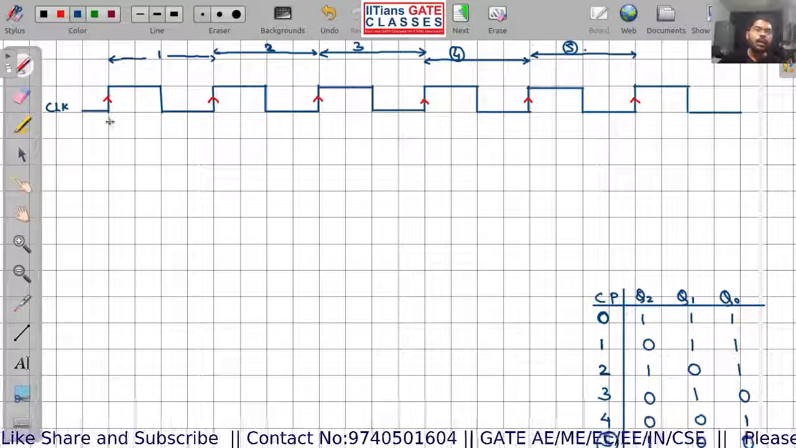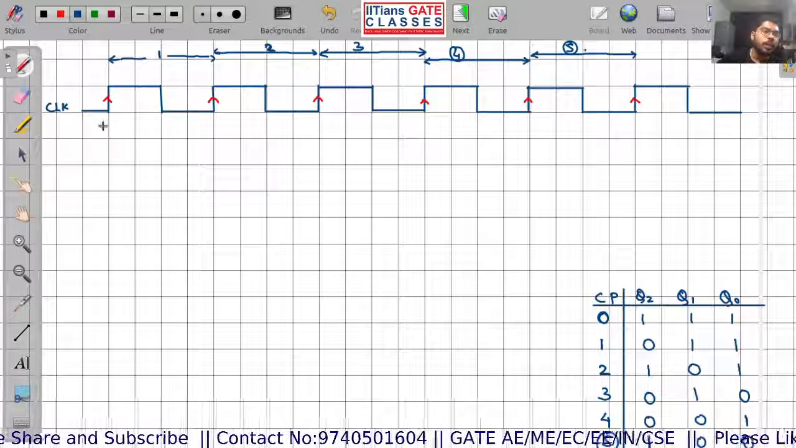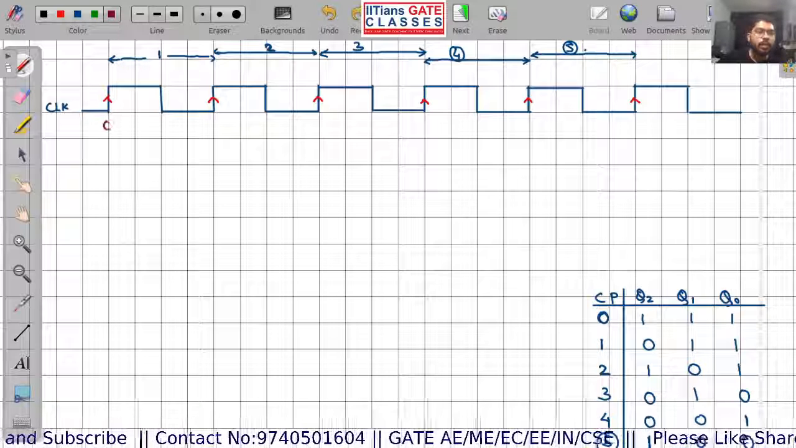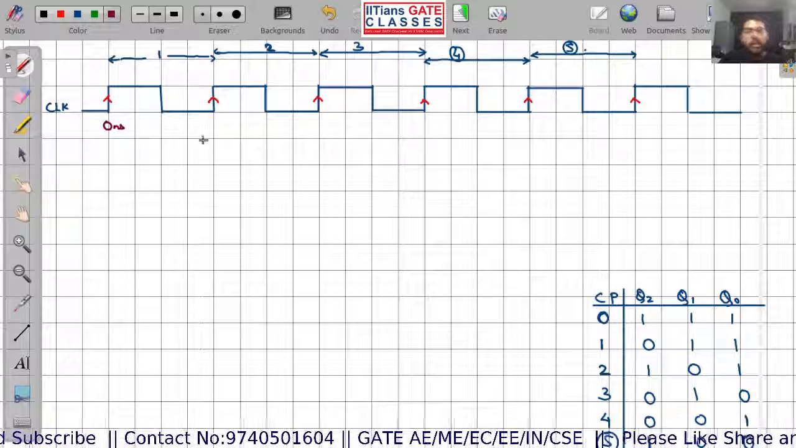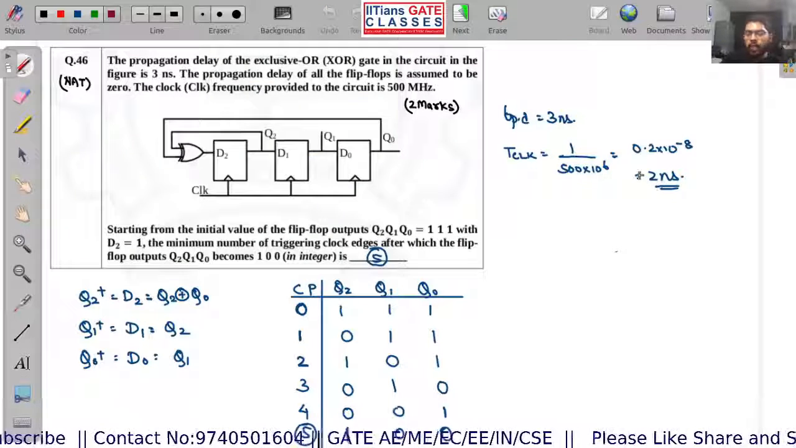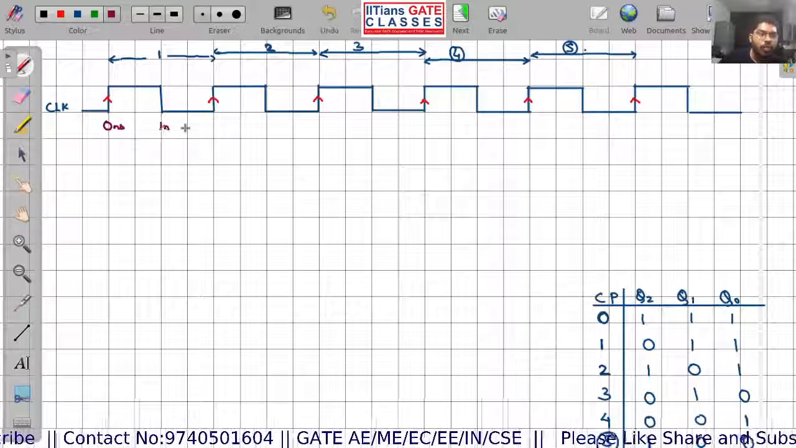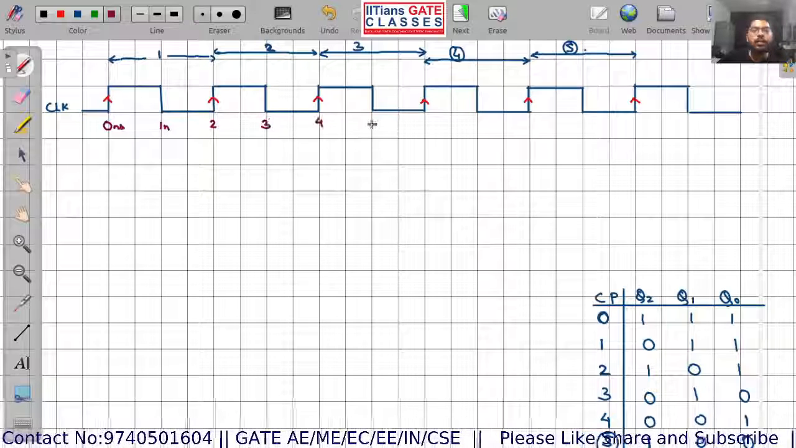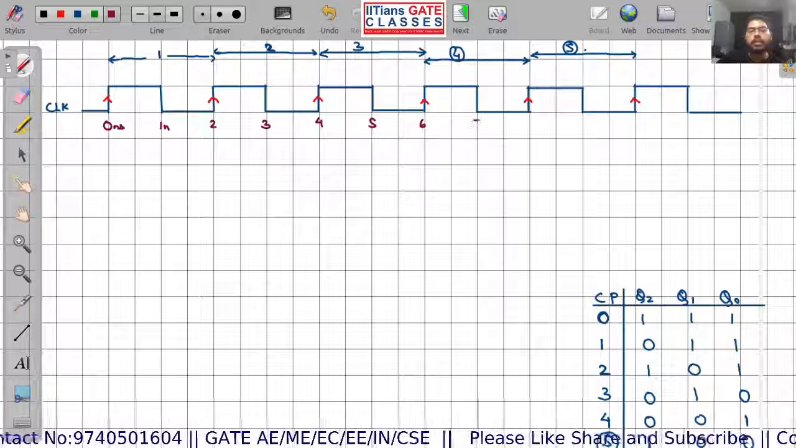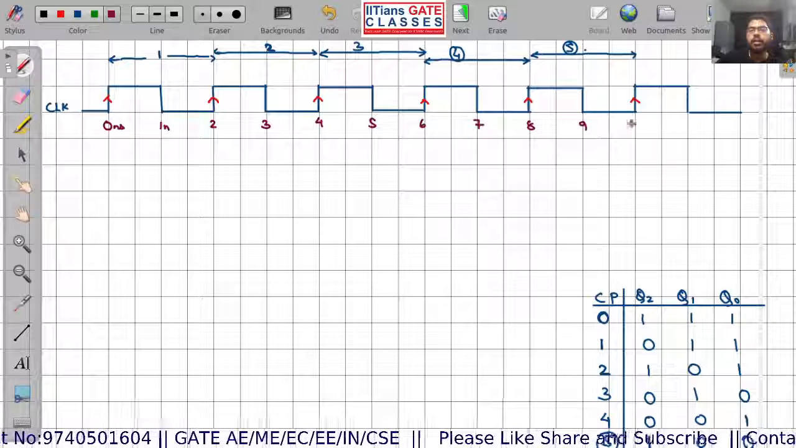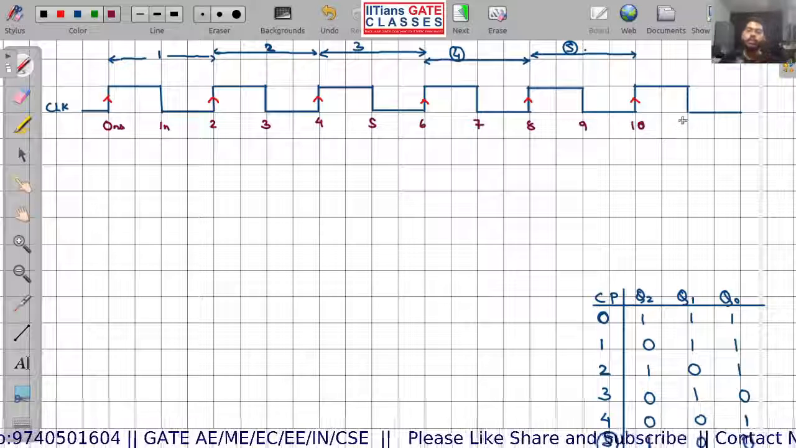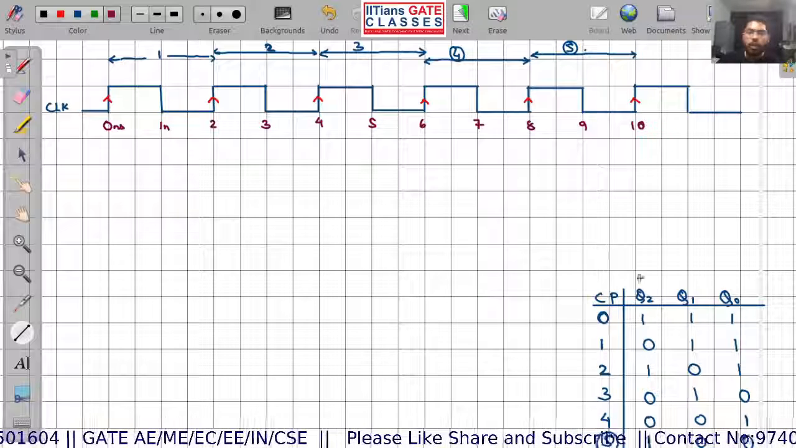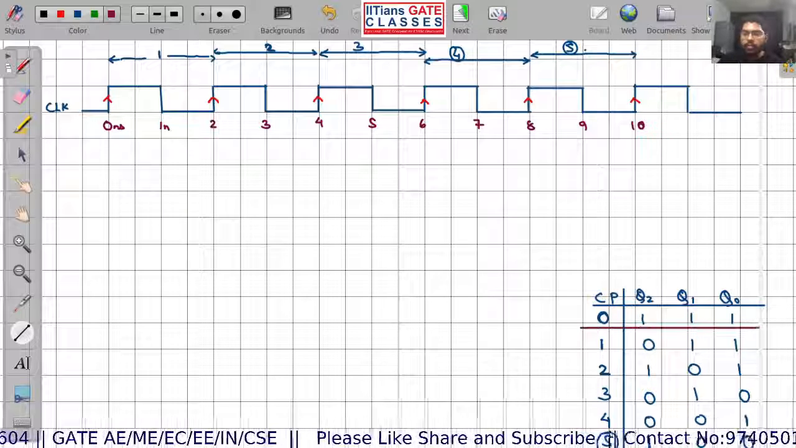Now first clock, let me assume the starting of the first clock is at 0 nanoseconds. So let me use a different color so that will be better. So this is 0 nanoseconds. What is the time period of the clock that we have calculated? It is 2 nanoseconds. So this will be 1 nanosecond. Now I am not writing nanosecond here. This will be 2, 3, 4, 5, 6, 7, 8, 9, 10 nanoseconds. Okay, very good. So we are going to draw the waveform from here, as this is the first clock pulse.